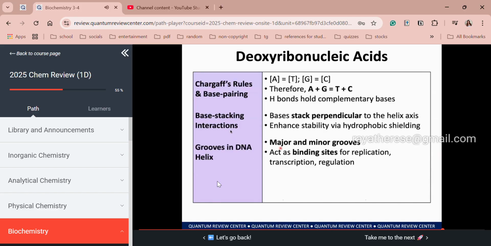So we have two types of grooves, major and minor grooves. Okay, and these act as binding sites for our different central dogma processes.